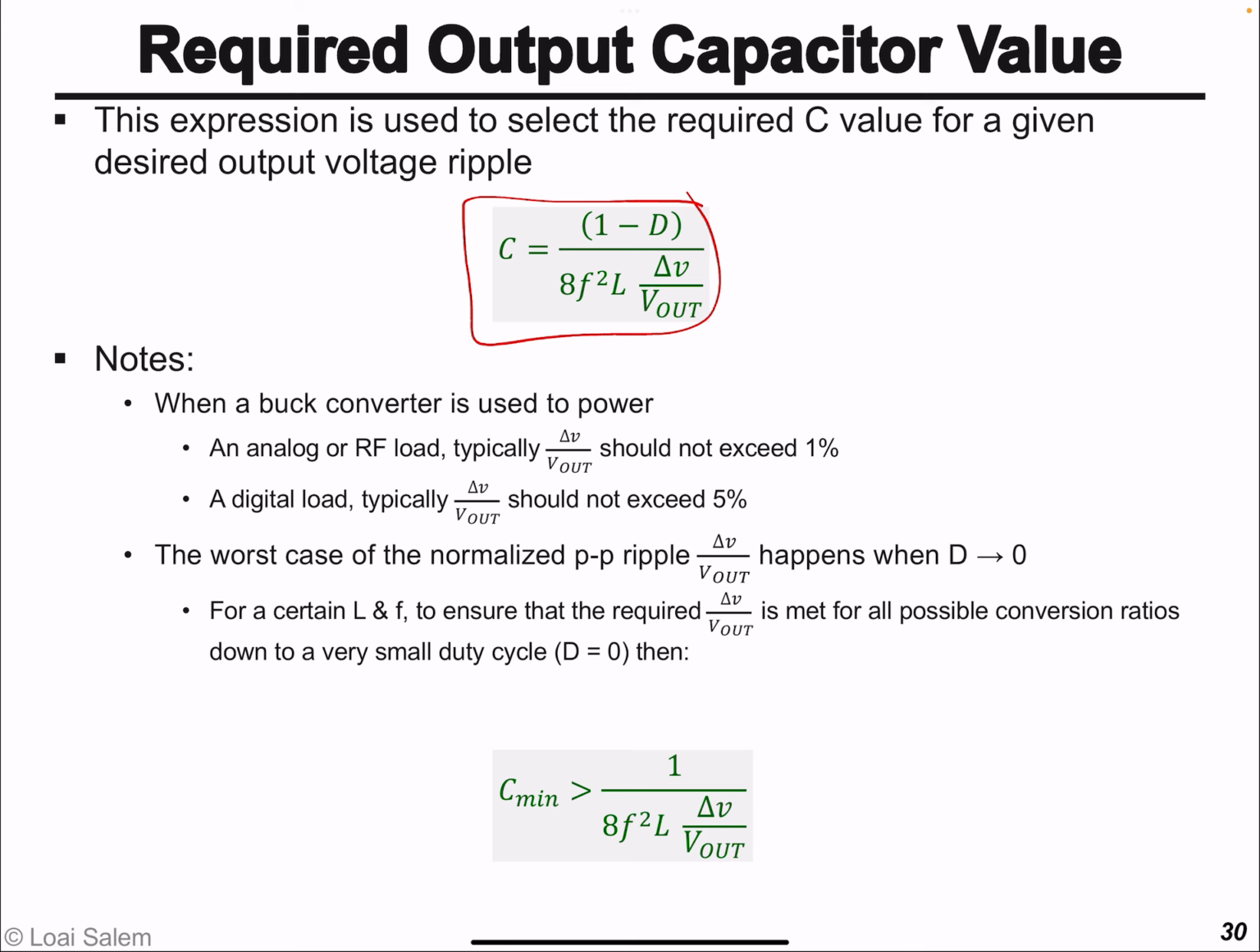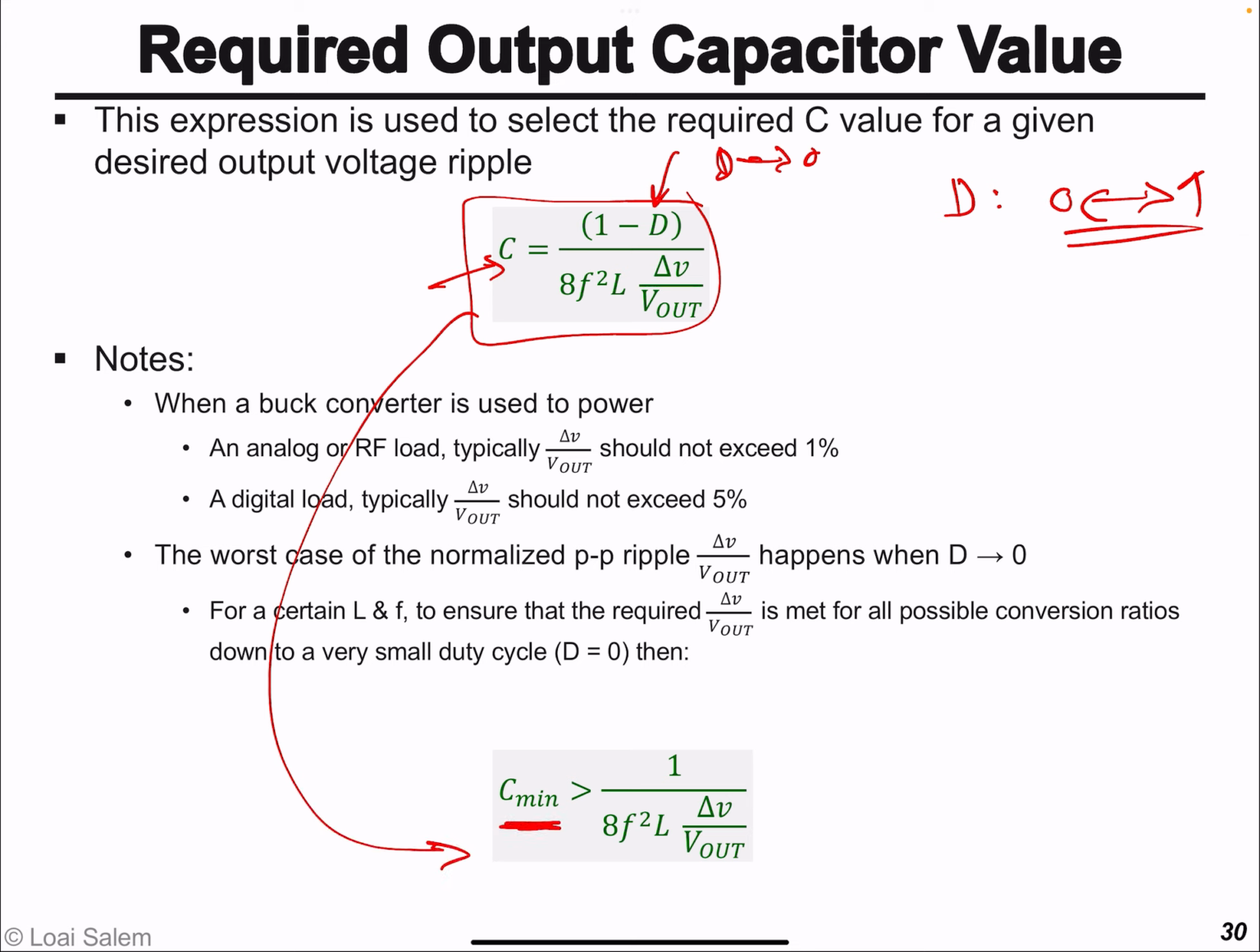Now, if you are designing a buck converter with a duty cycle D that's variable between 0 and 1, you want to account for the worst case. As you can see, the largest capacitance will happen when D approaches 0, and so we get this equation. You require that C, the minimum capacitance or the output decoupling capacitance, should be larger than this term. We just replace D by 0. Okay, and this is a design equation that helps us determine the value of the required capacitance.